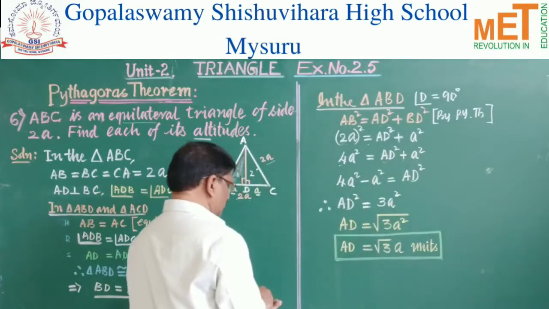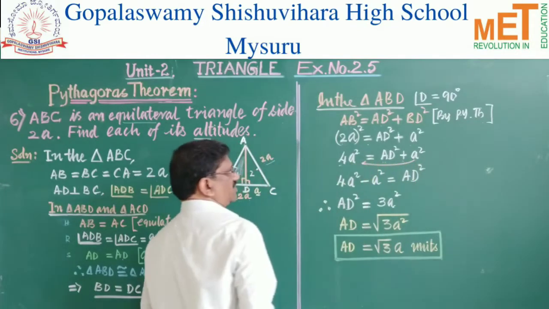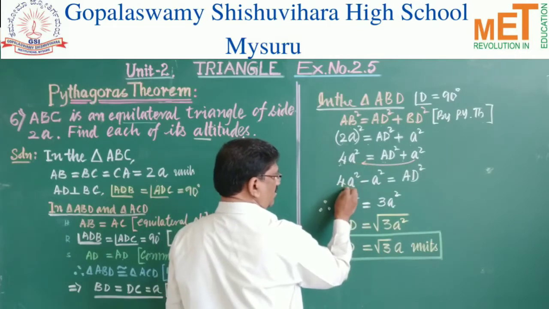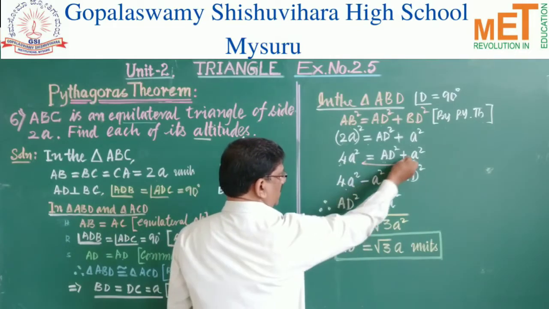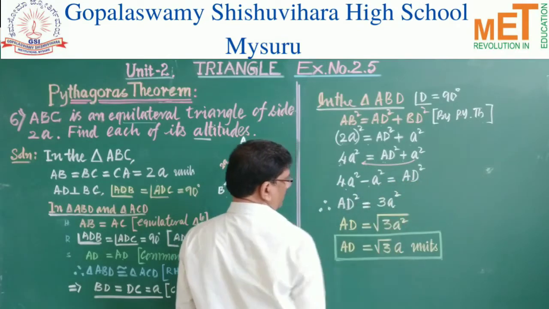Now you send this A square to the left hand side of equals. Then what does it become? So 4A square as such, plus A square becomes minus A square, is equal to AD square.